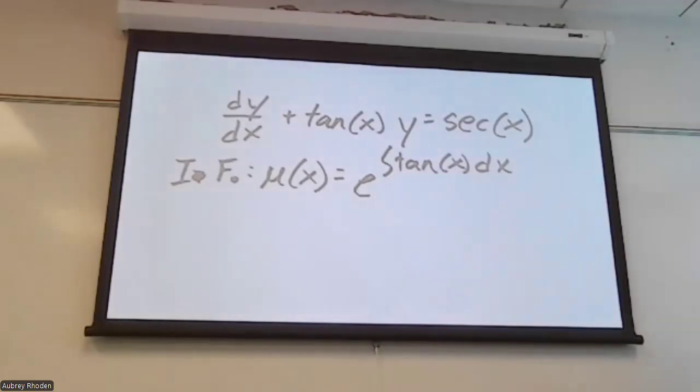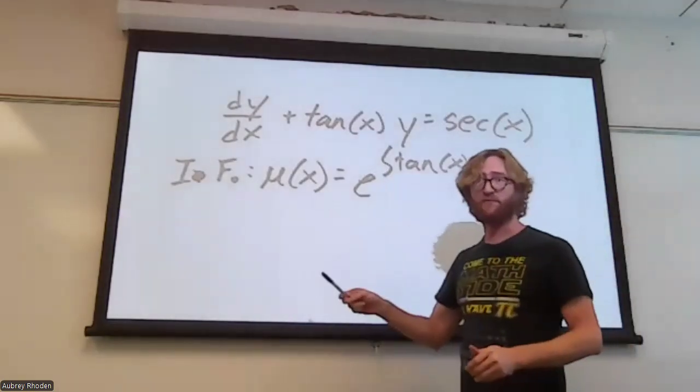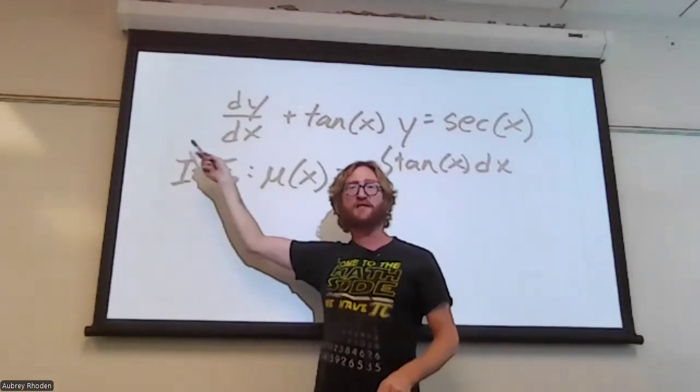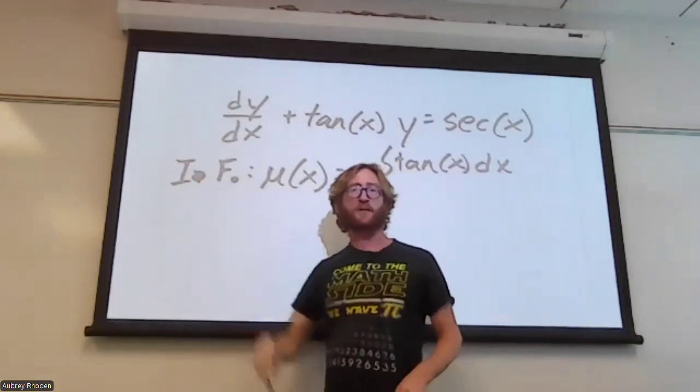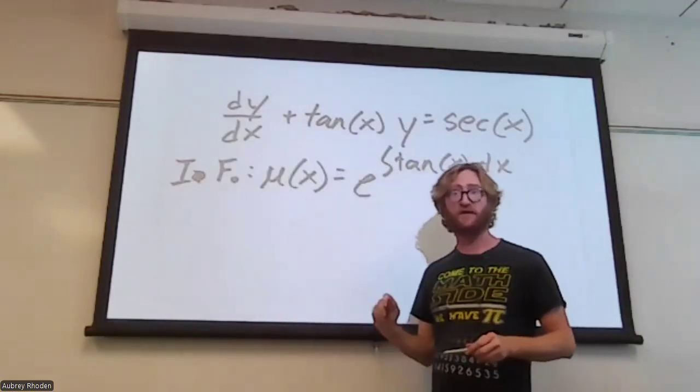Remember, one thing I gotta point out about this. You have to have it in standard form, okay? You can't have any functions on this one. I think when I first pulled this problem up, there was like a cosine here and a sine here, and I divided it by cosine. So it needs to be standard form before you pick out your integrating factor.